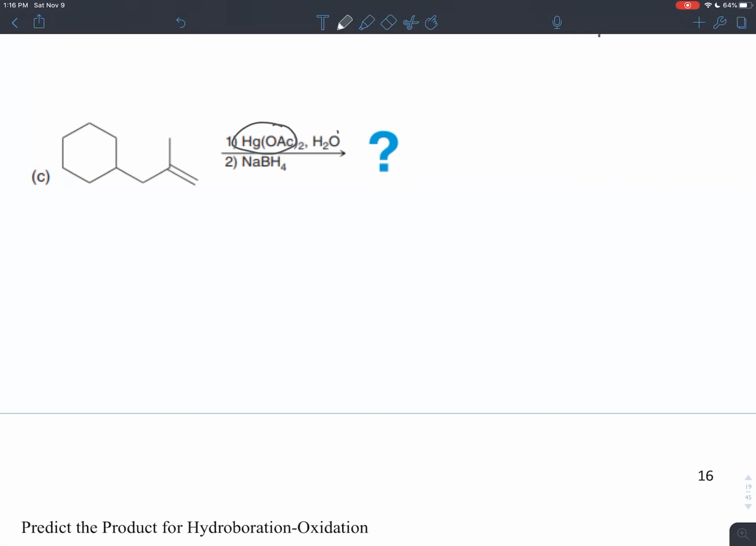You're going to add mercury and an oxygen from the water. That's oxymercuration. And you're going to replace the mercury with one of the 4 hydrogens in sodium borohydride. So that's the demercuration part. So oxymercuration-demercuration. In that case, you still get the same carbon skeleton, but without the double bond.